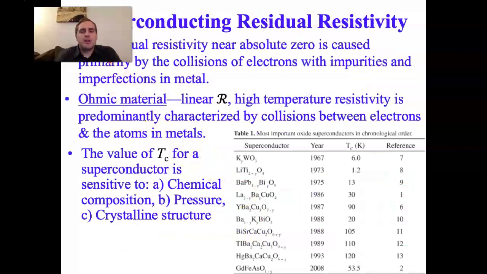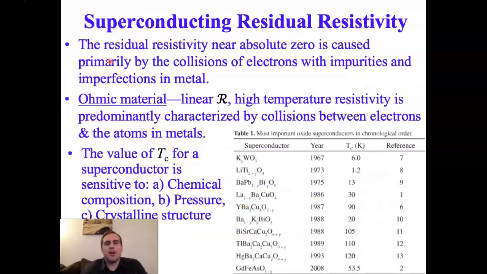Okay, how about superconducting residual resistivity? The residual resistivity near absolute 0 is caused primarily by the collisions of electrons with impurities and imperfections in the metal. Remember, a material is ohmic if the resistance is linear in terms of how voltage and current are related to each other. High temperature resistivity is predominantly characterized by collisions between electrons and the atoms in metals.